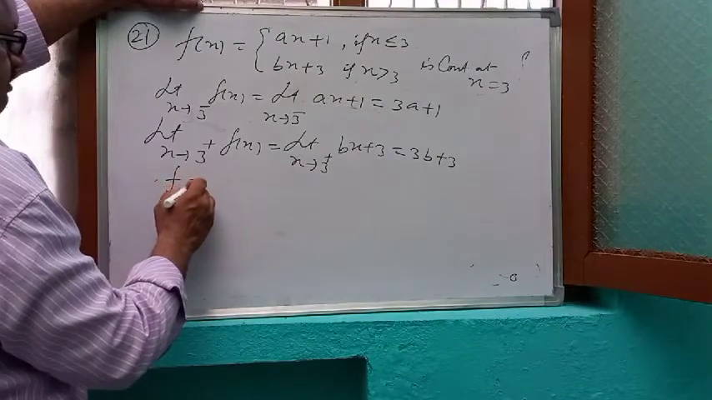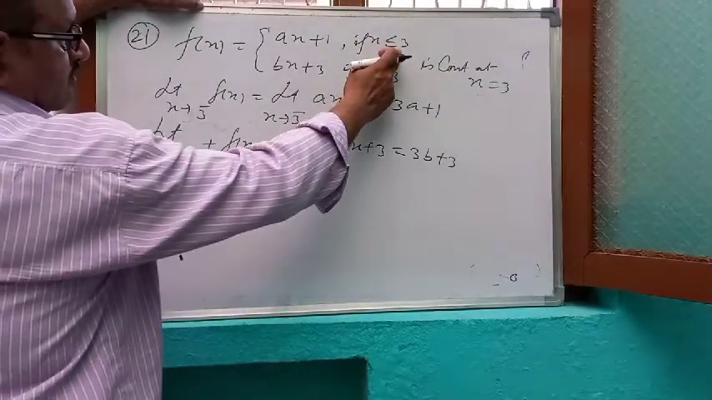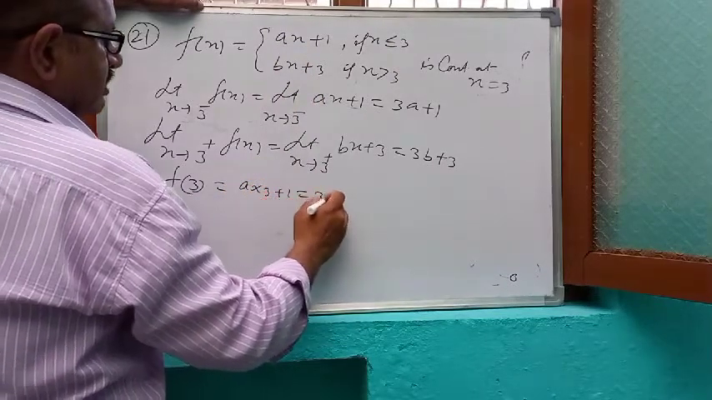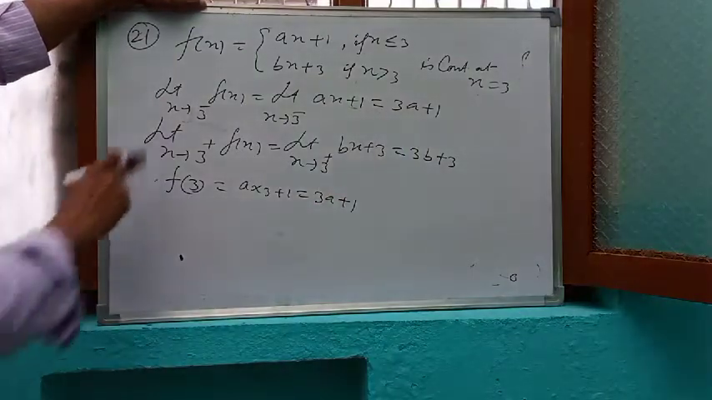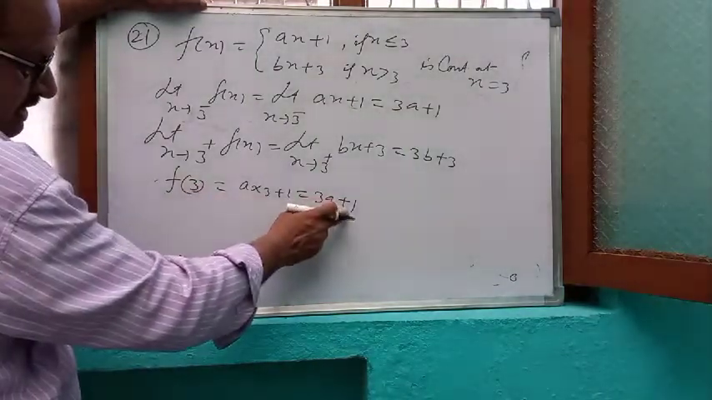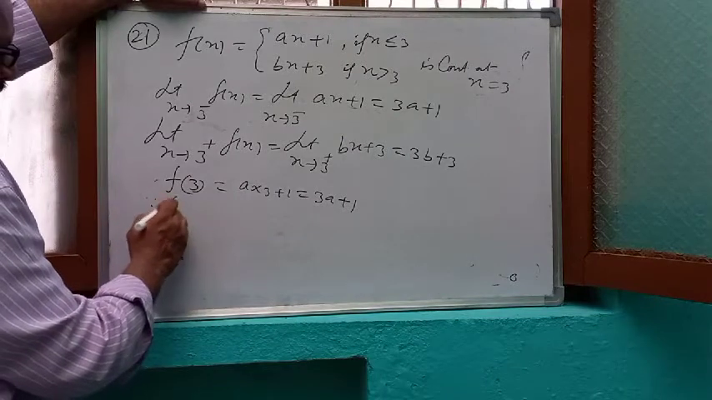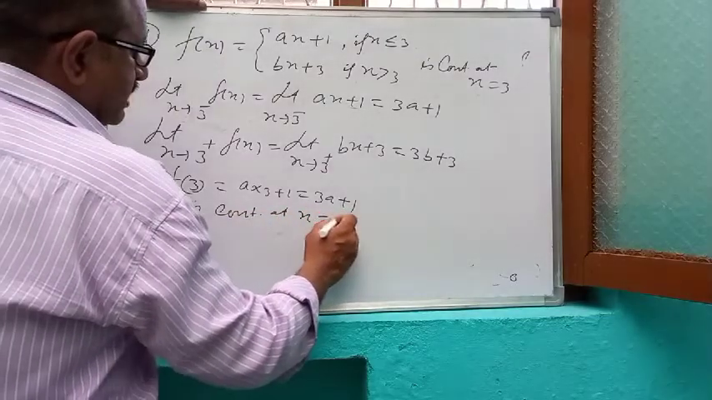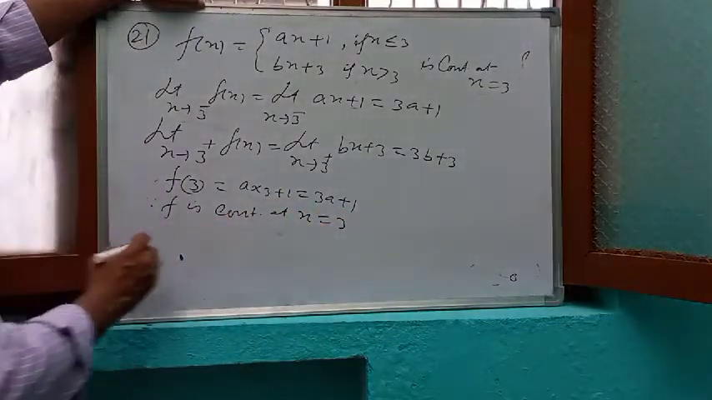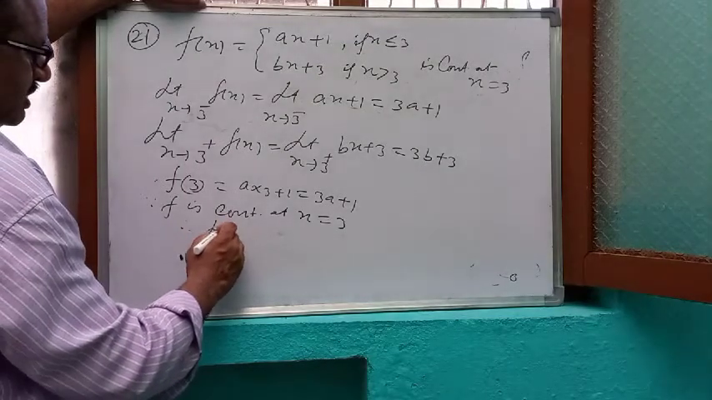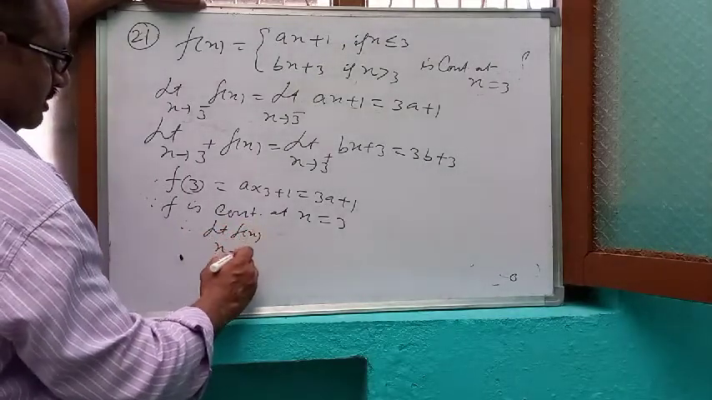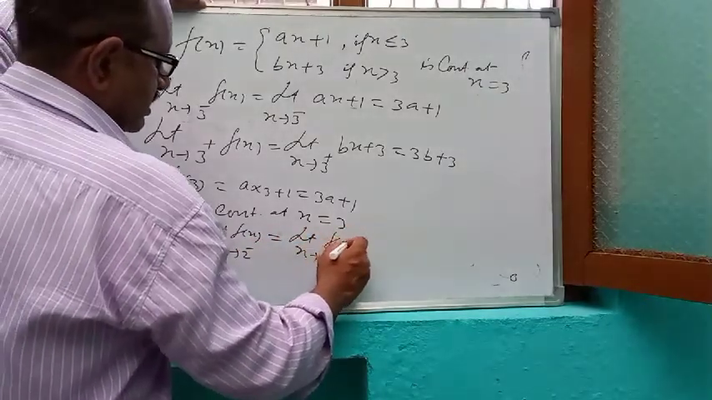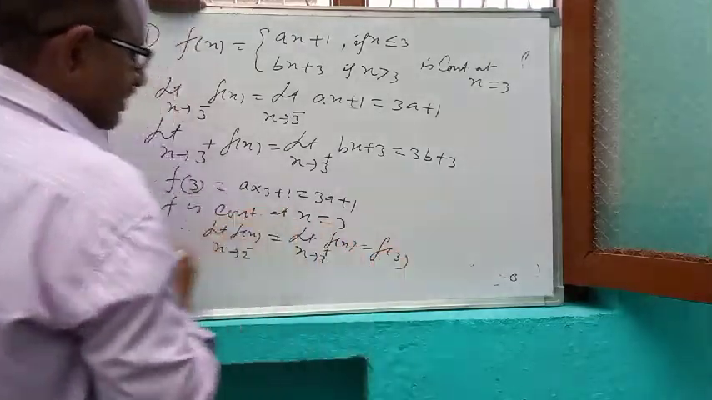And what will be the value of f(3)? f(3) means for x equal to 3, ax plus 1, so a into 3 plus 1, that is 3a plus 1. So we have the left hand limit, right hand limit and value of the function at 3. Since the function is continuous at x is equal to 3, it is given, therefore the left hand limit is equal to the right hand limit and it is equal to the value of the function at 3.